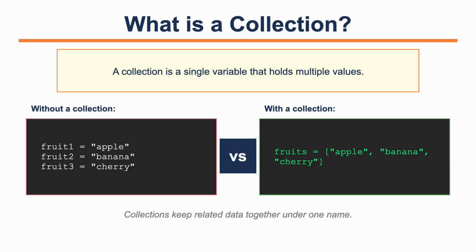A collection is a single variable that holds more than one value at the same time. Without a collection, you need a separate variable for every item. With a collection, all the items live together under one name. This keeps your code shorter and much easier to read.